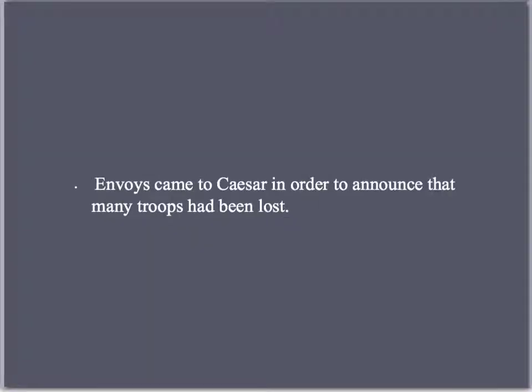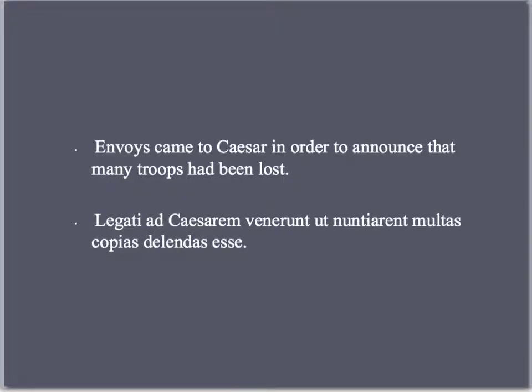Next: envoys came to Caesar in order to announce that many troops had been lost. Legati ad Caesarem venerunt. So again, look at this tense of venerunt. They came, ut, in order, same thing again. Venerunt is going to be the perfect tense, which means that the subjunctive, as it's perfect tense secondary sequence, is going to be the imperfect. Arem, ares, aret, aremus, aretis, arent. In order, nuntiarent, in order to announce.